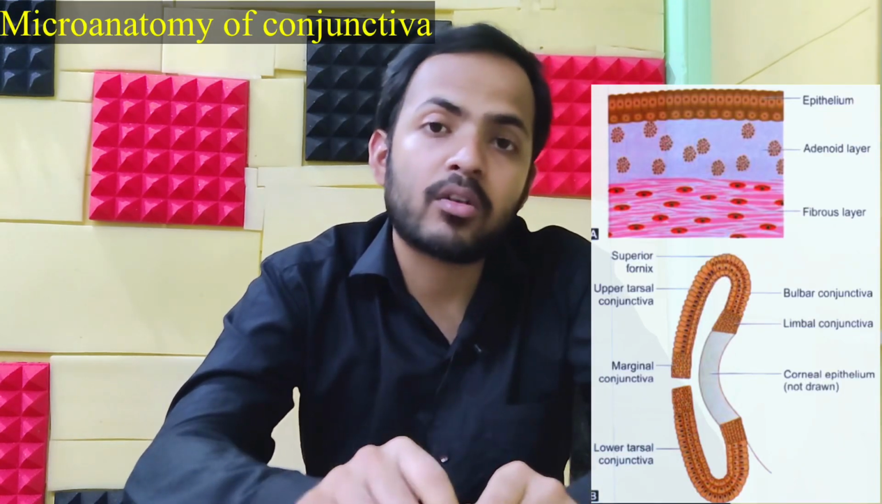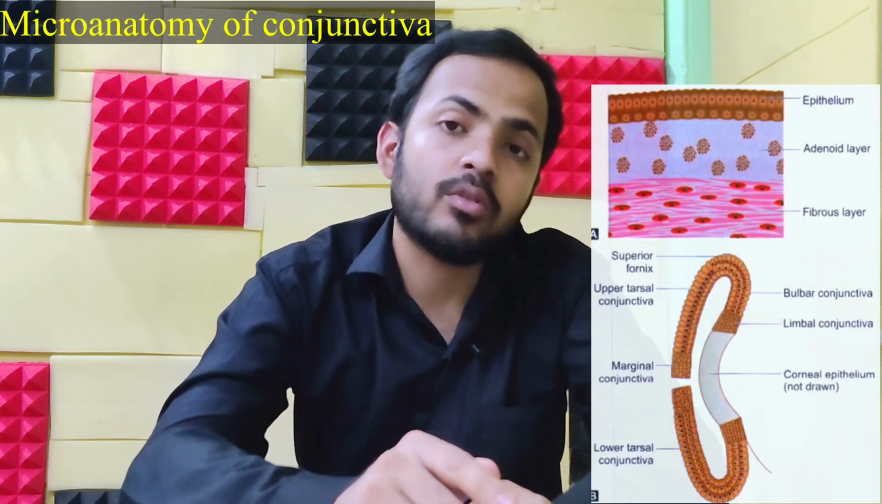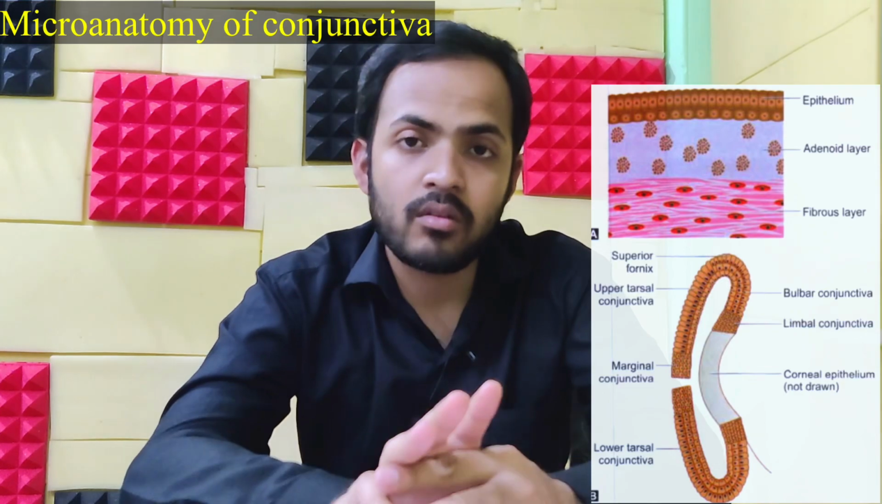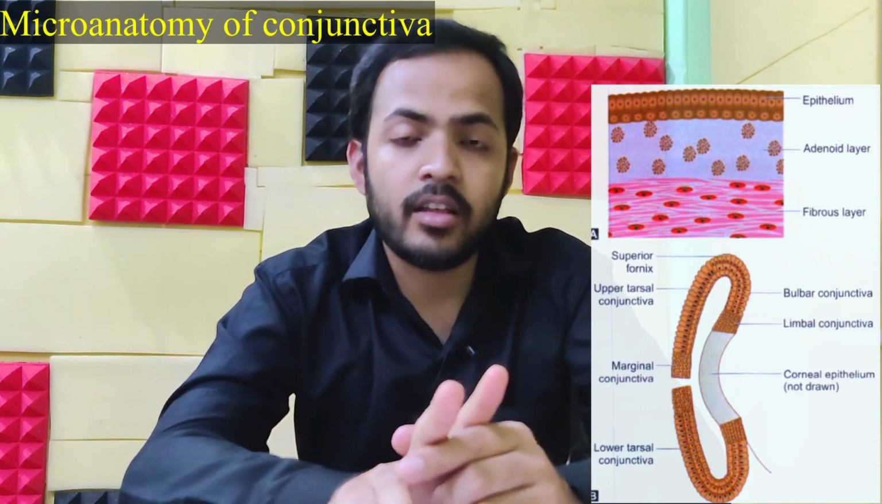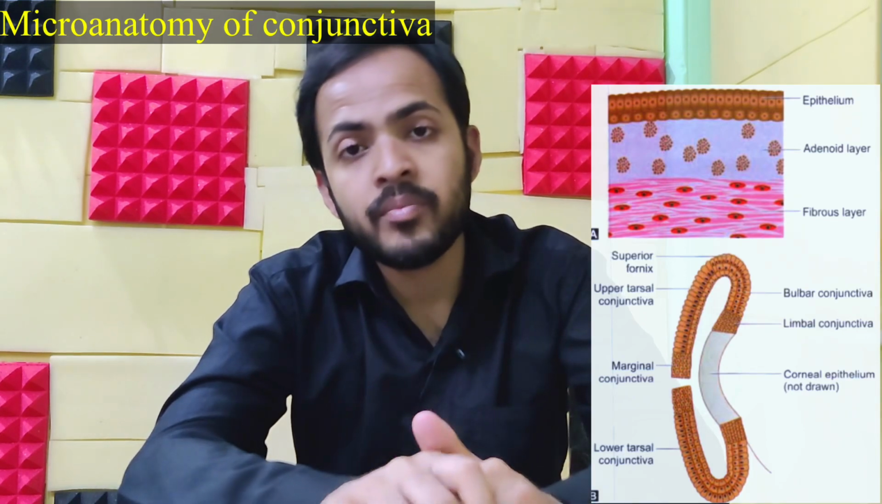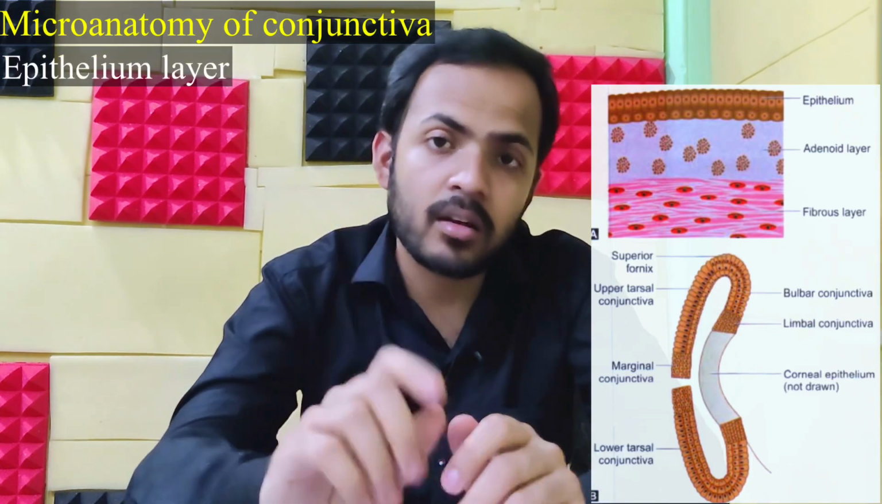Now the microscopic part of this conjunctiva, as you can see in this photo. This conjunctiva has basically three layers. First of all, epithelial layer. Second, adenoid layer. And third, fibrous layer. Now, first of all, epithelial layer.